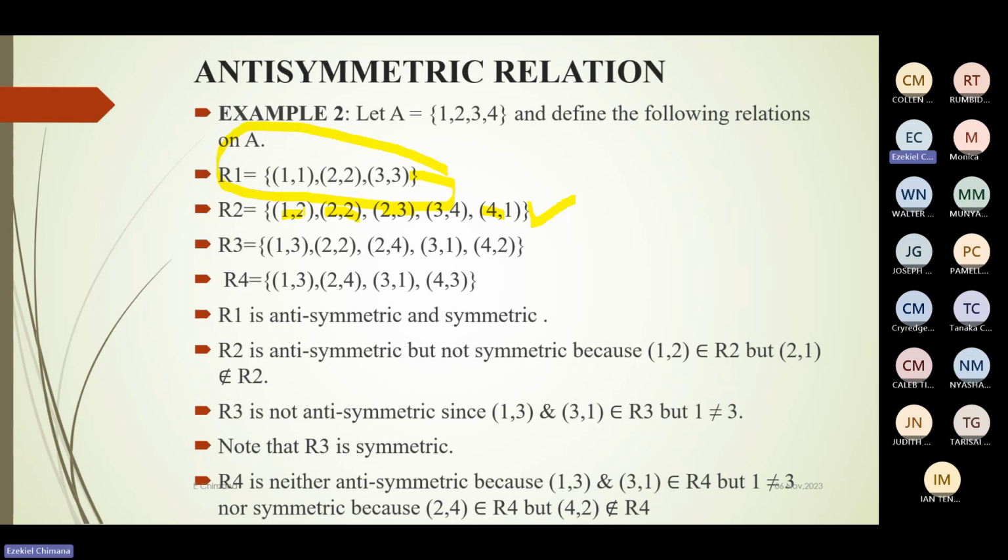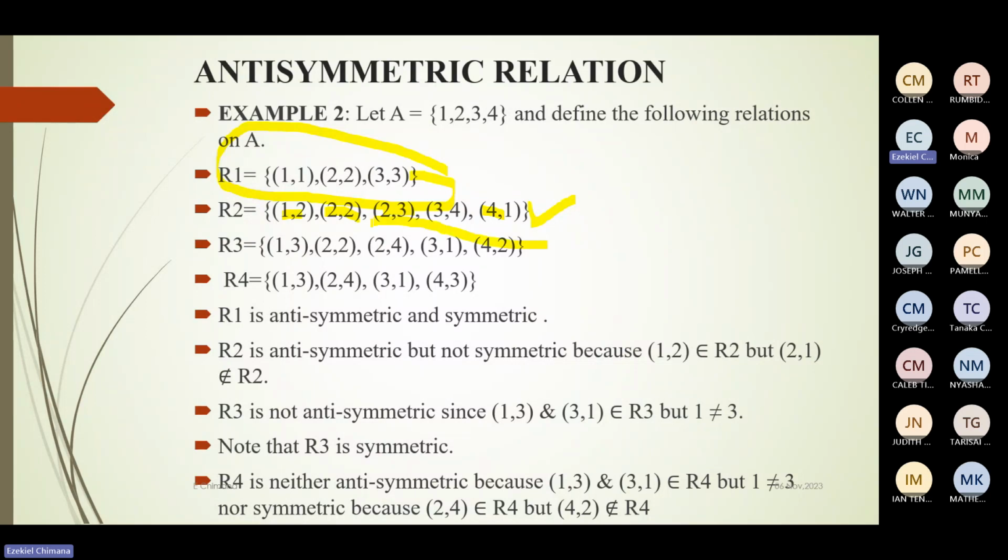So whenever you have a (1, 2), you must not have a (2, 1), because 2 and 1 are not equal. It is only acceptable whenever A is equal to B. So if you have an (A, B) and a (B, A), whenever A is equal to B, you can accept it as an antisymmetric relation. So I don't know if you get it.